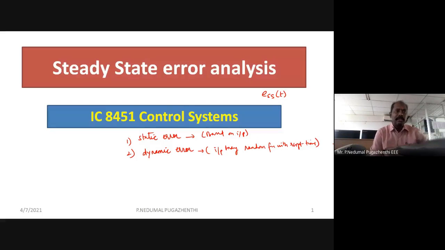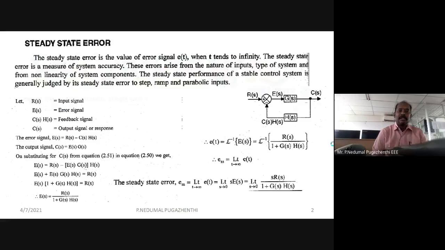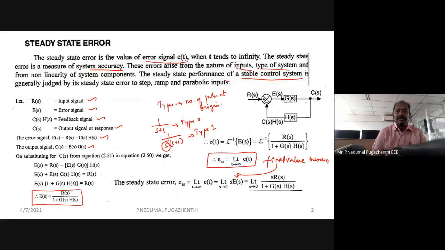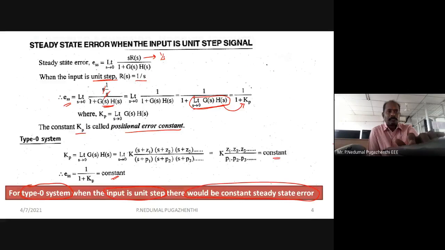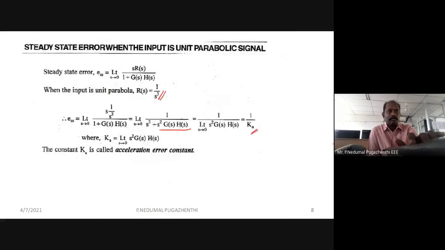Steady state error analysis, particularly static error constants we have discussed, Kp, Kv and Ka, and the relationship between Kp, Kv and Ka for a steady state error based on the inputs and the type of the system. Any doubts you have?